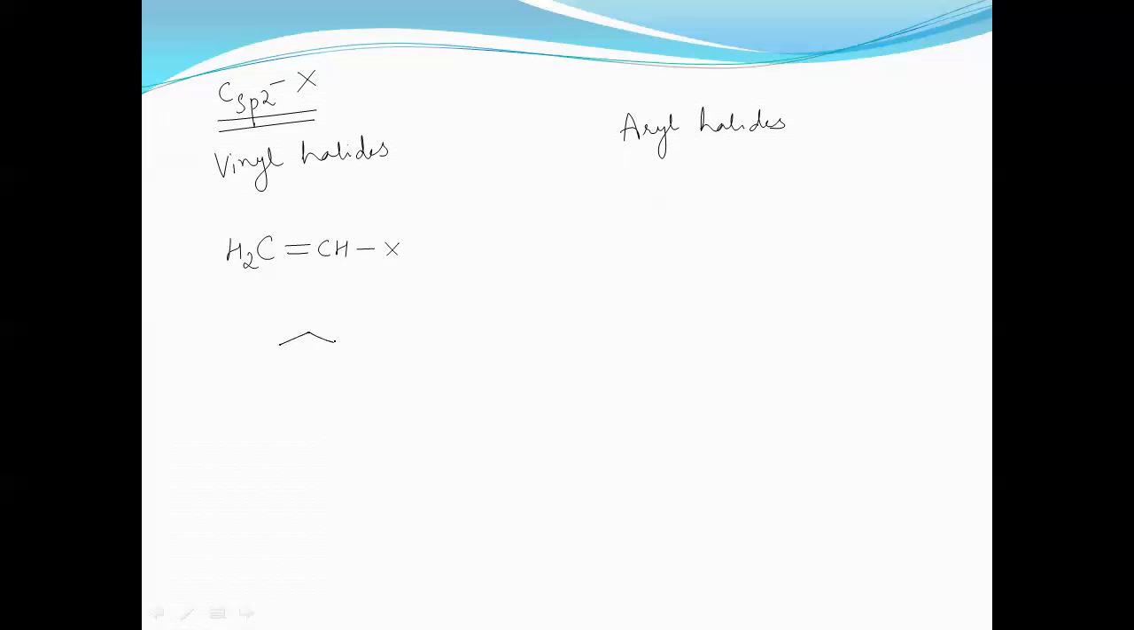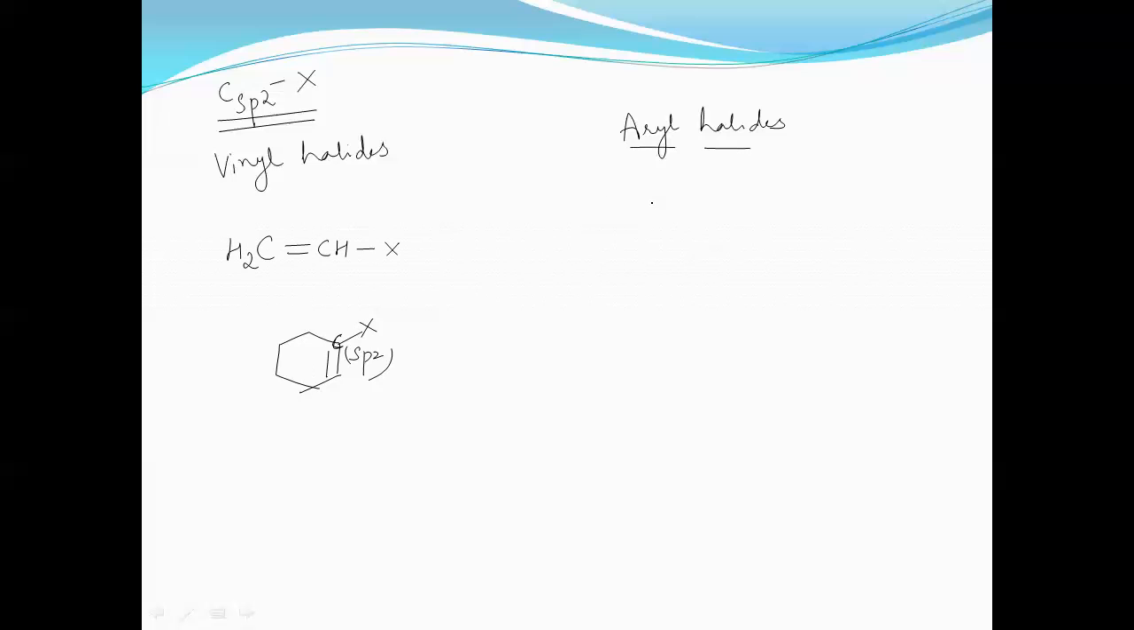Another example for this is a vinyl halide. Okay, this is also a vinyl group. So here the halogen is attached to an sp2 hybridized carbon atom. This is sp2 hybridized, right? So such compounds are called vinyl halides.